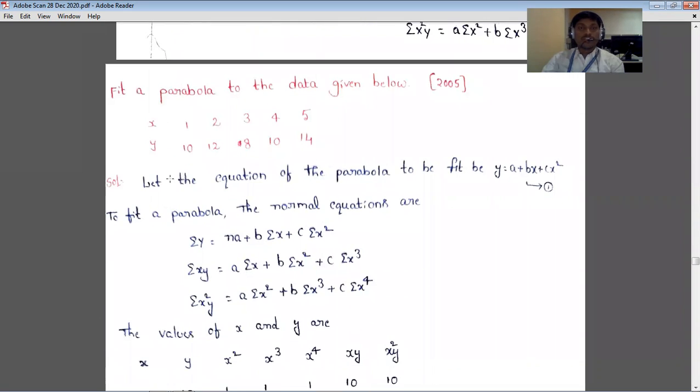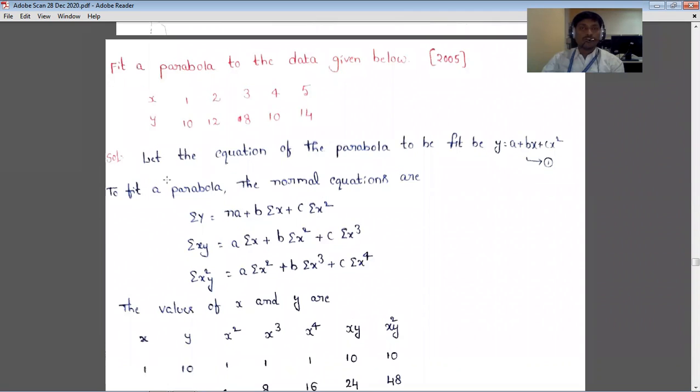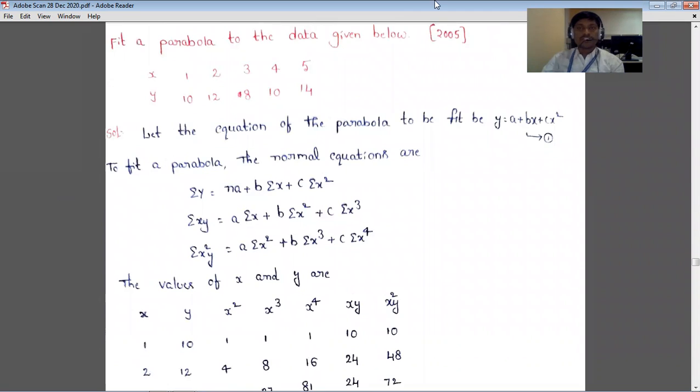Fit a parabola to the data given below. So as we said first, as usual, like a straight line, if they mention the form, we have to take that form. If they don't mention, we have to choose our own form. Here they didn't mention anything, so that's why we chose the form. Let the equation of the parabola be. If they mention parabola, we write parabola.